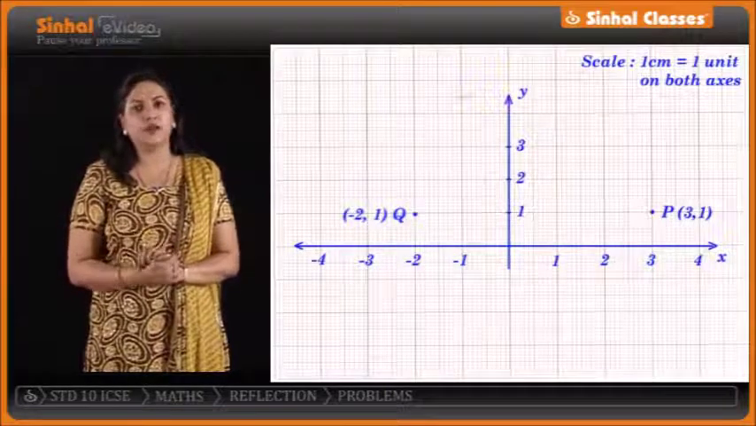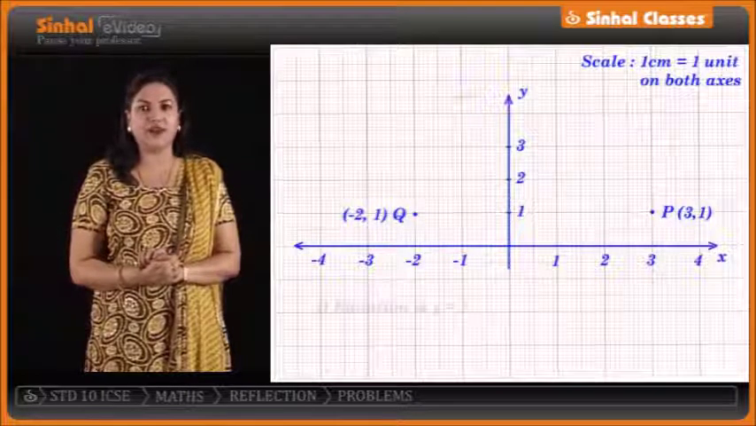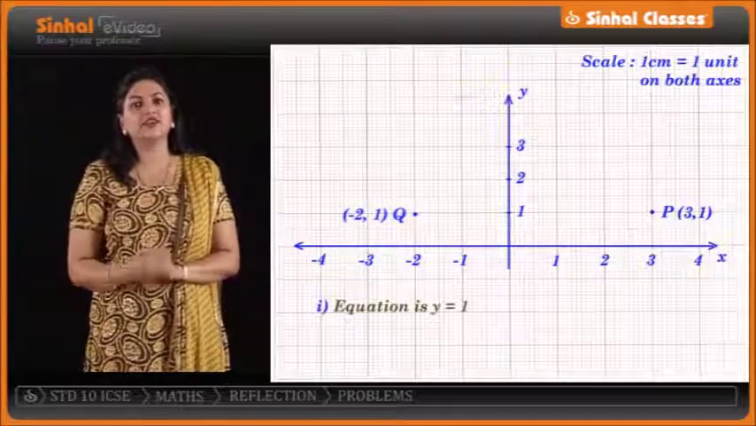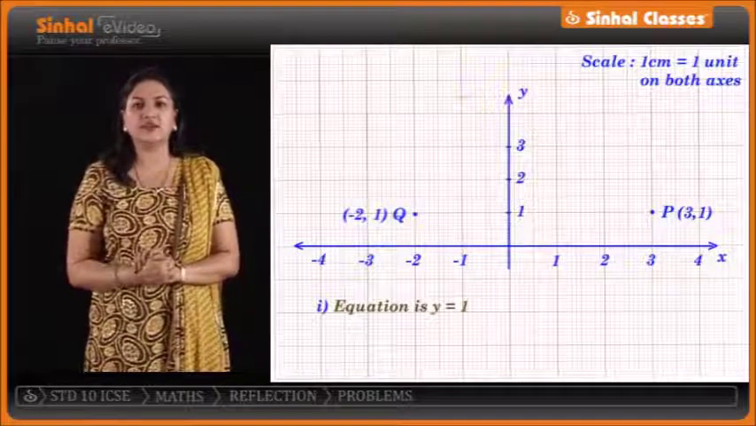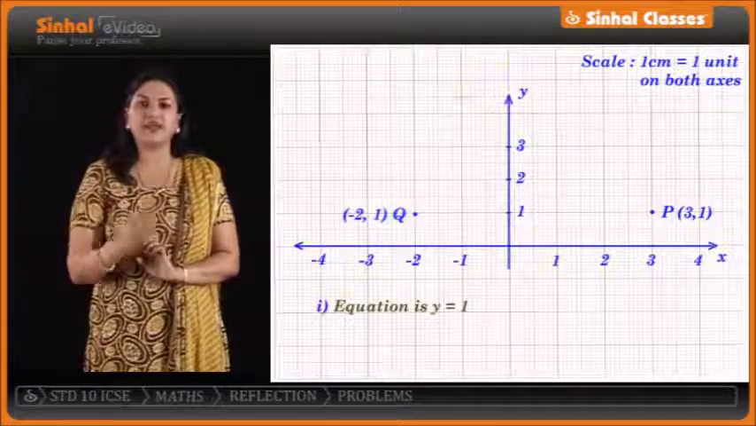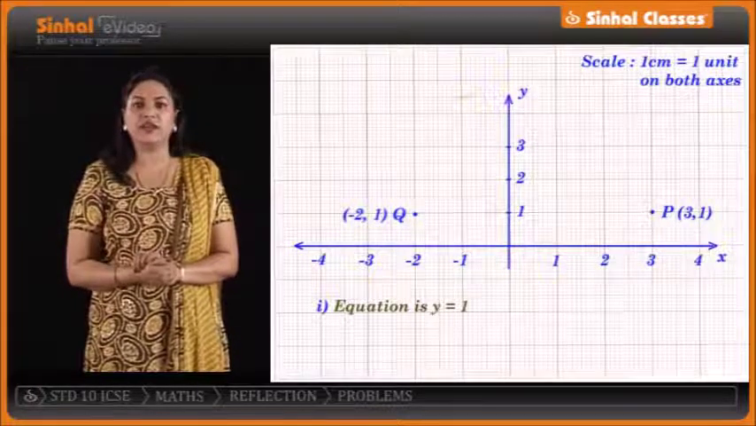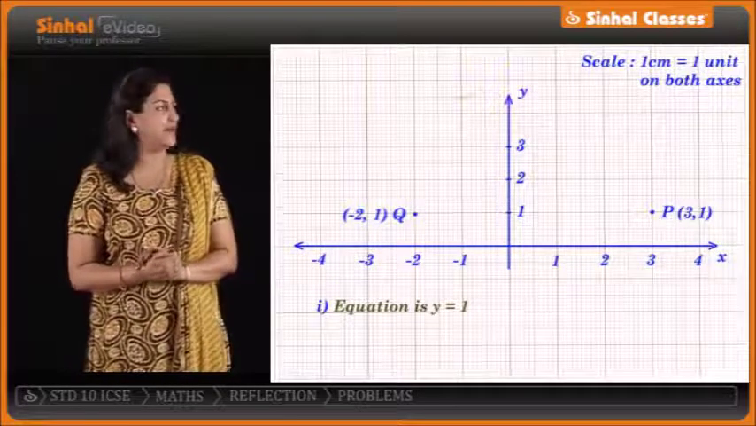Now both these points are on the line y is equal to 1, that is a line parallel to the x-axis. So we need to reflect this in the line y is equal to 1, and still their value will remain the same. That is, P and Q will be invariant in the line y is equal to 1.